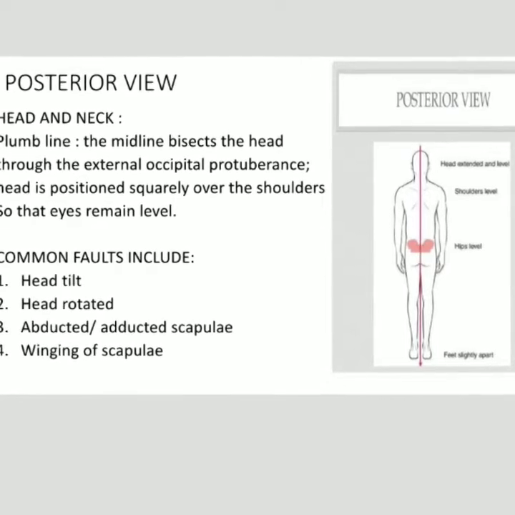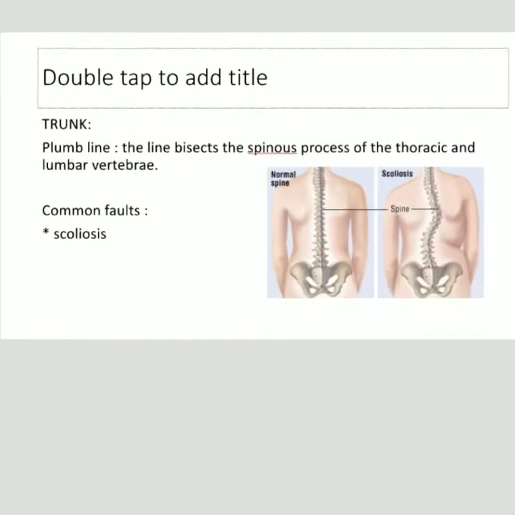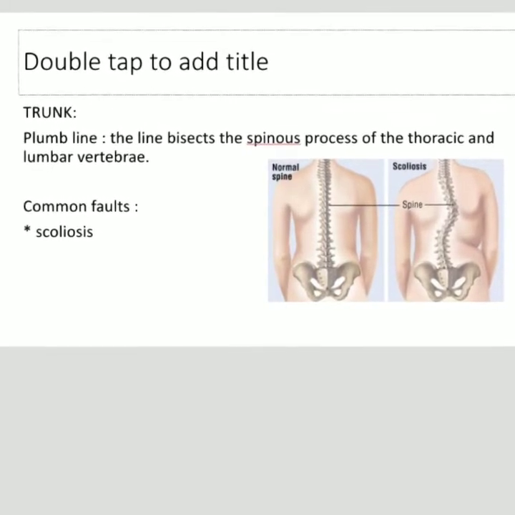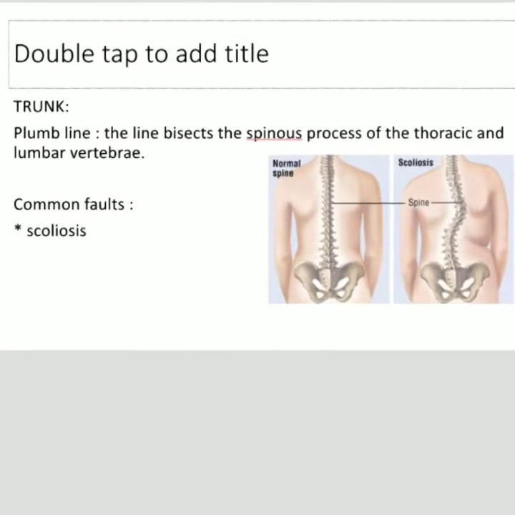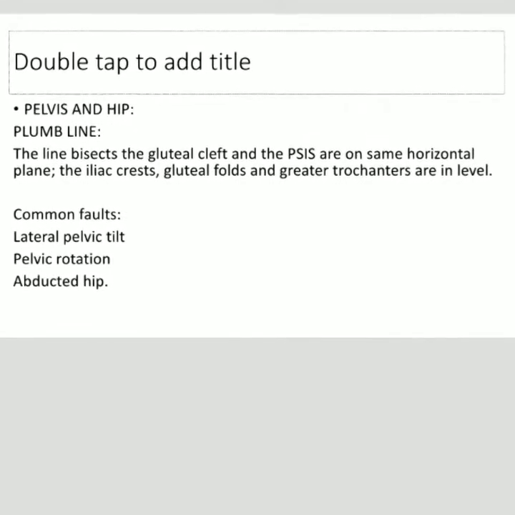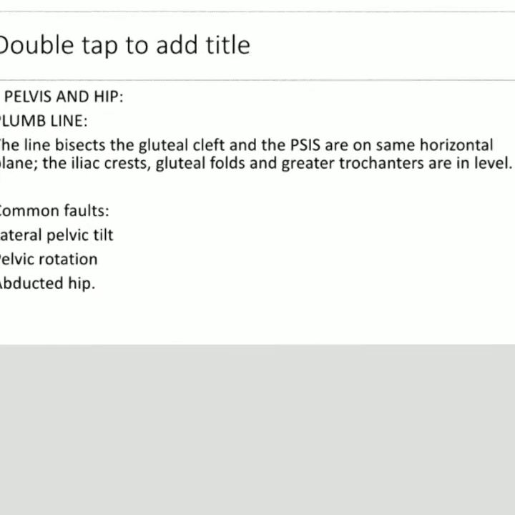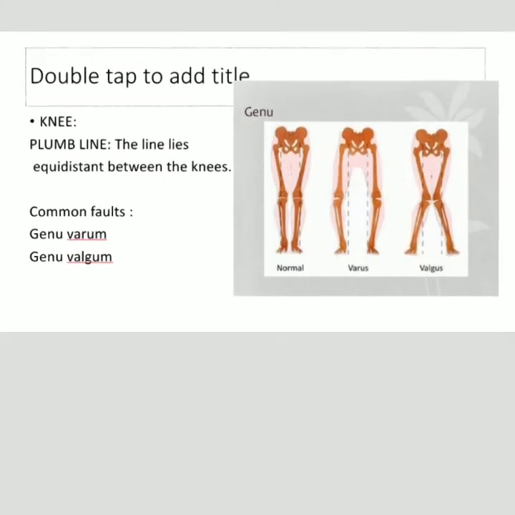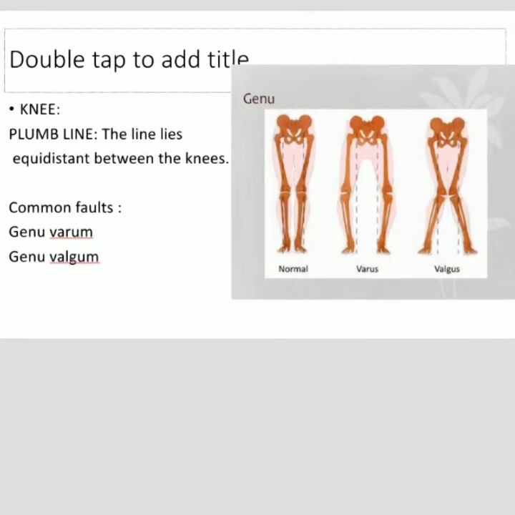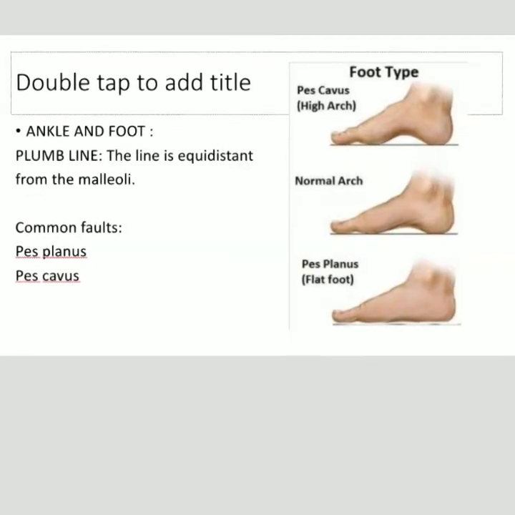In the posterior view, you can see the plumb line bisects the head through the external occipital protuberance. The head is positioned squarely over the shoulders so that the eyes are at the same level. Then comes the trunk. In the trunk, the plumb line bisects the spinous processes of the thoracic and lumbar vertebrae. In pelvis and hip, it bisects the gluteal cleft and the PSIS. Here are other common faults which you can read in the slides.